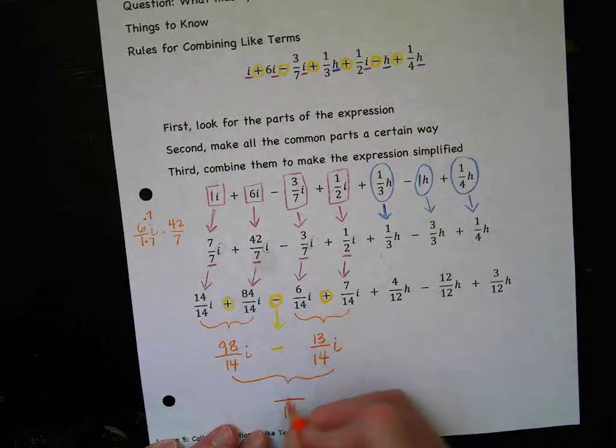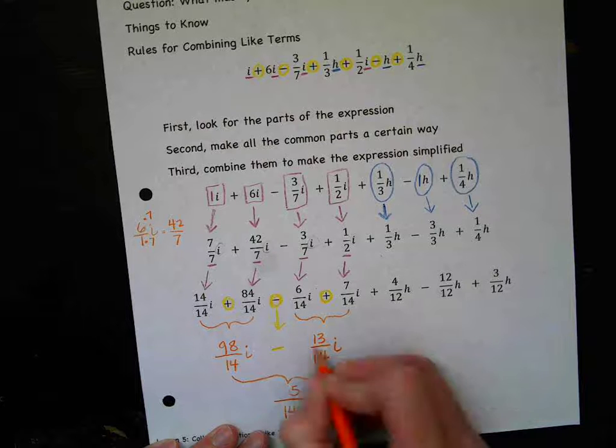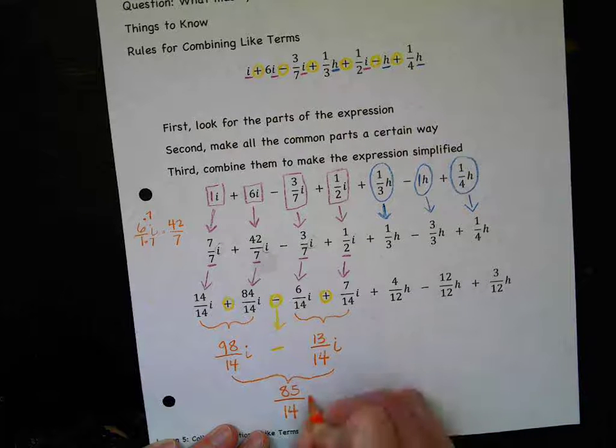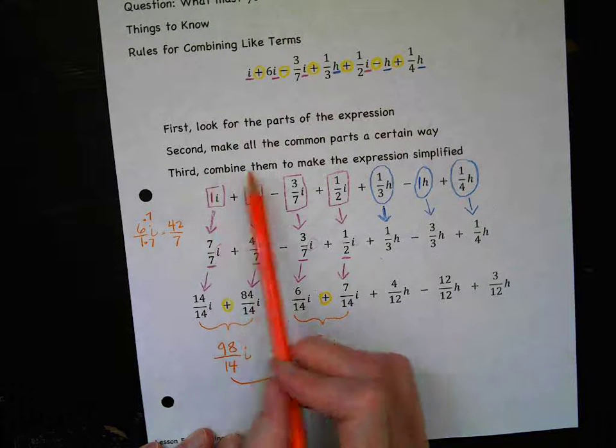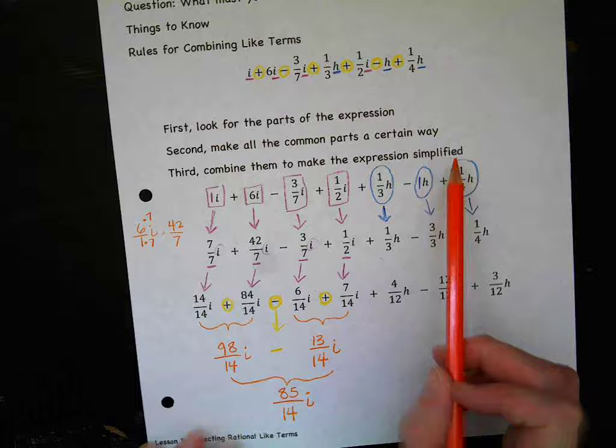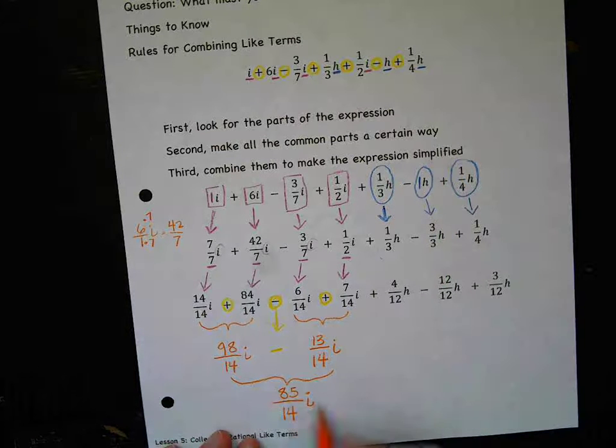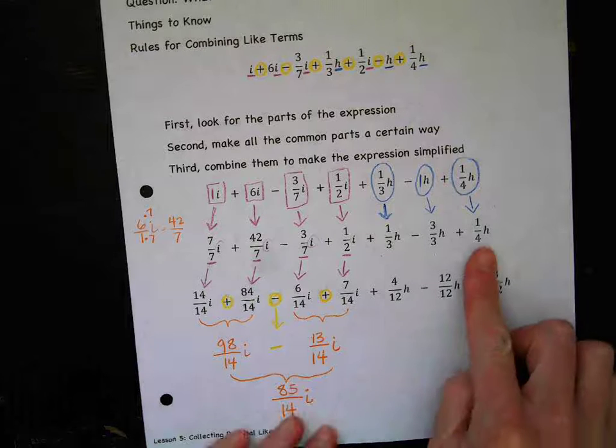And then I'm going to take 98 minus 13. Well, 8 minus 3 is 5, and 9 minus 1 is 8. And so the answer for this term of I is 85/14 I. Okay? So that's smaller, isn't it? What it says up here is third, combine them to make the expression simplified. So we simplified it down into this one term right here.